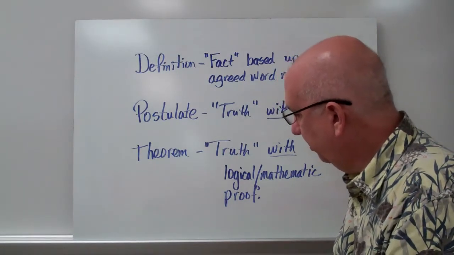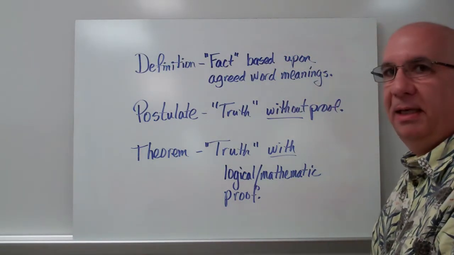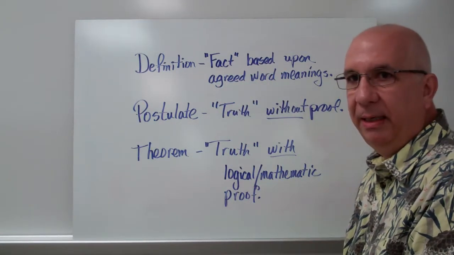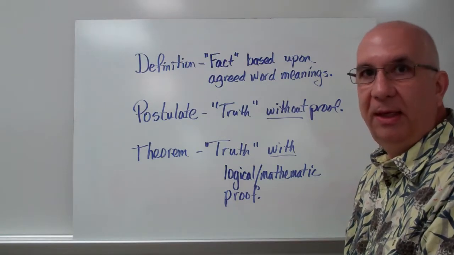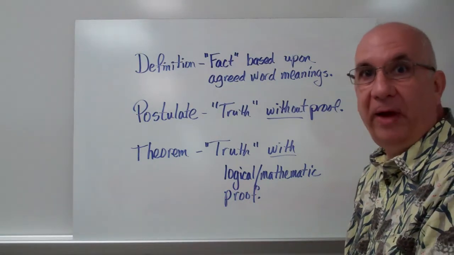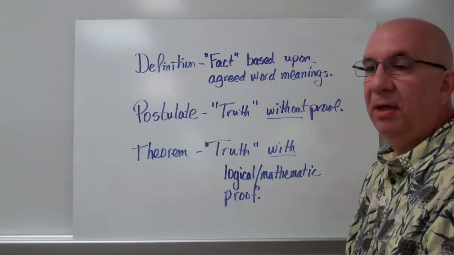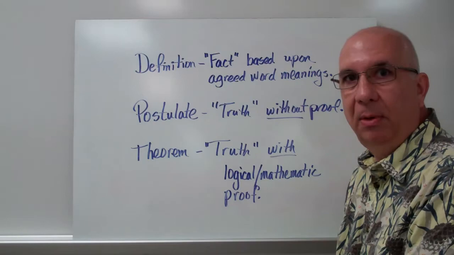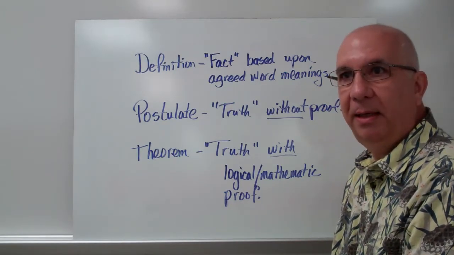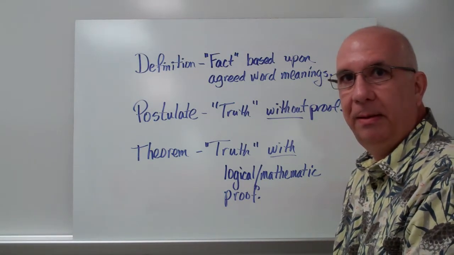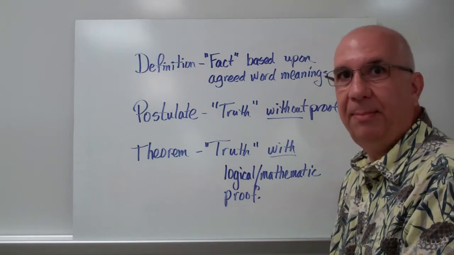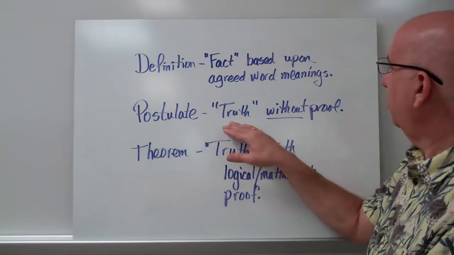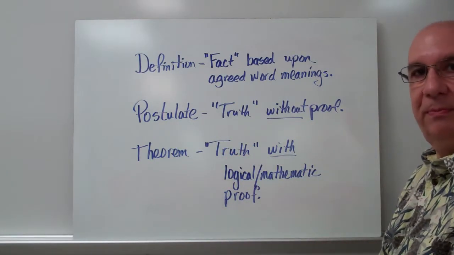Three more terms that you need to be aware of are definitions. A definition is a fact based upon agreed word meanings. We decide what a thing is, and we describe it and we define it. For example, how do we know what an apple is? Well, an apple is an apple. Why? Because we all agree that most apples are red, and that's because that's what an apple is. That's a definition.